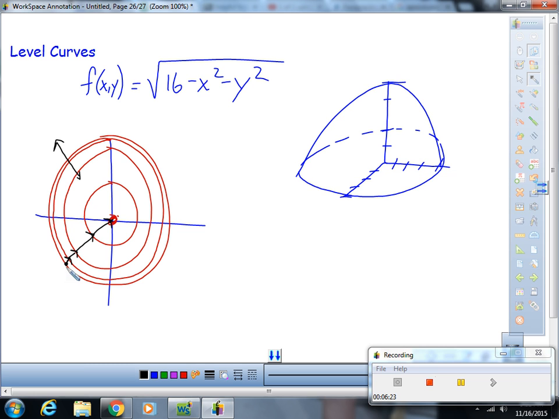How do you determine orthogonal to a level curve? Well, you just imagine a tangent line, and you make it orthogonal from that. Okay, so far, all review.